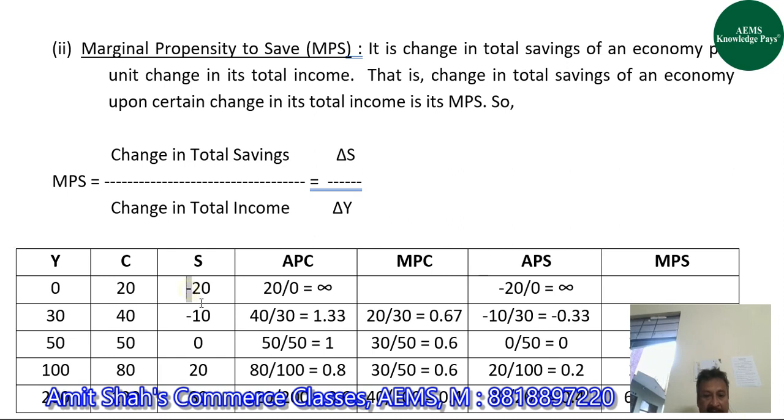And MPS is how much? Change in savings is 10 positive, right? Minus 10 minus minus 20 means minus 10 plus 20 means 10, divided by change in income, 30 minus 0, that is 30, means 0.33. Is it clear, guys, or not?